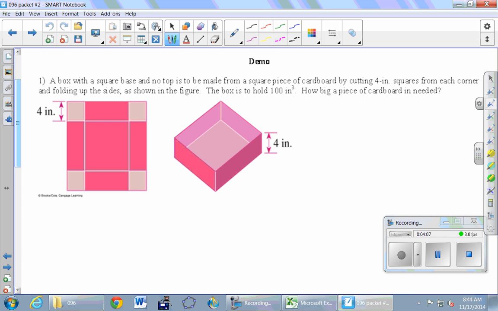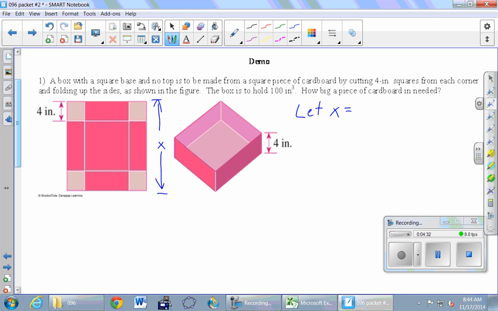So it seems like the variable should be the length of one side of my square. So how about we call this whole thing right here x? And then we're going to follow the process. But it is not enough to just label your diagram with an x. You have to actually define the variable. So let x equal.